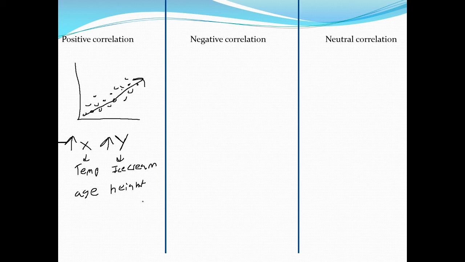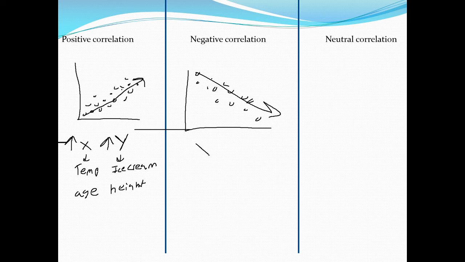As one goes up, the other goes up. You can probably guess what negative is now. A negative is when you have a downward sloping line, or a downward trend. So you're going down, and that usually means that as one variable goes up, the other variable goes down, or vice versa. So again, the x could go down and the y could go up.